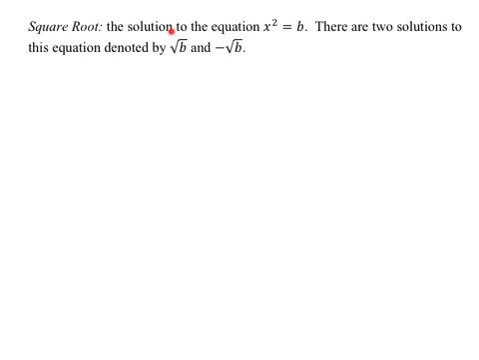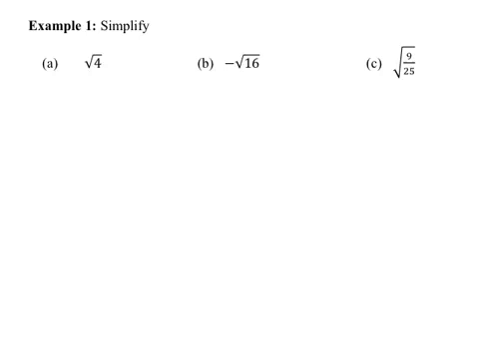Whenever you square a number, it comes out to be a positive answer. Pick any number, even a negative number to start with. So that means that b has got to be greater than 0 for there to be real solutions. Alright, part A says to simplify, and we're just going to take a look at the principal square roots.